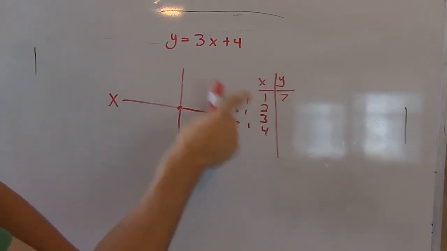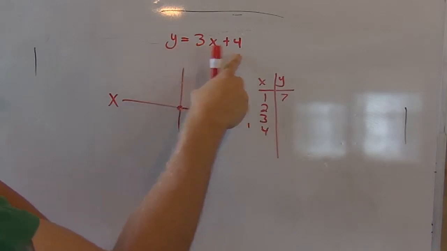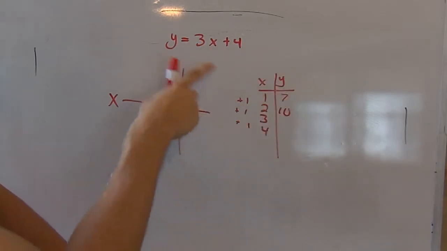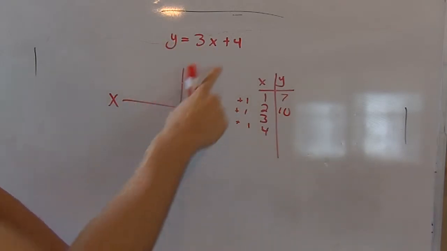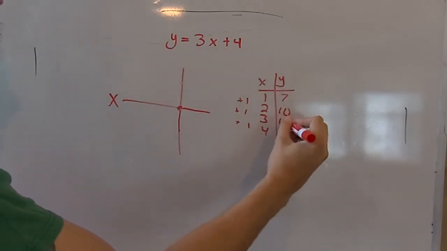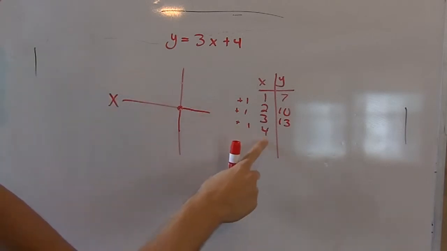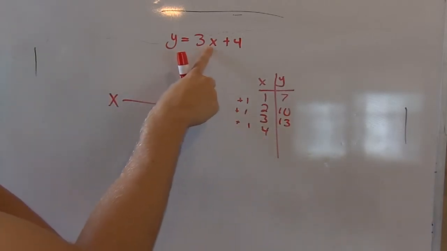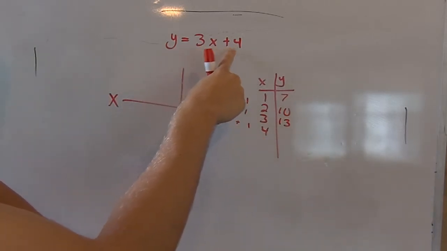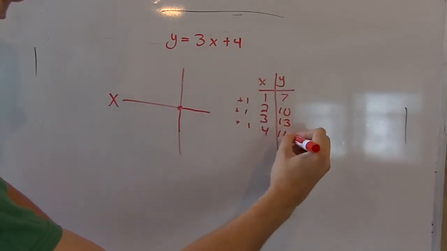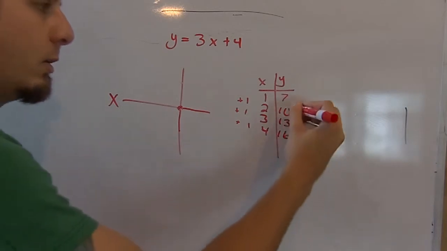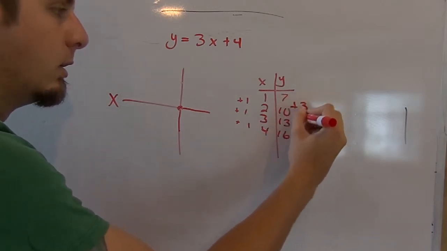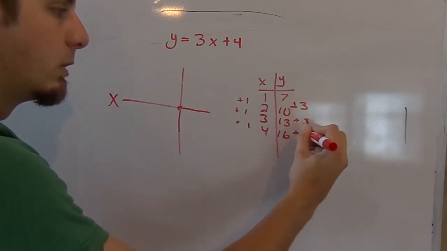I'm going to plug in 2. 3 times 2 is 6, plus 4 is 10. I'm going to plug in 3. 3 times 3 is 9, plus 4 is 13. I'm going to plug in 4. 3 times 4 is 12, plus 4 is 16. So y equals 16 in that instance. And what you're going to notice is y is going up by the same number over and over.